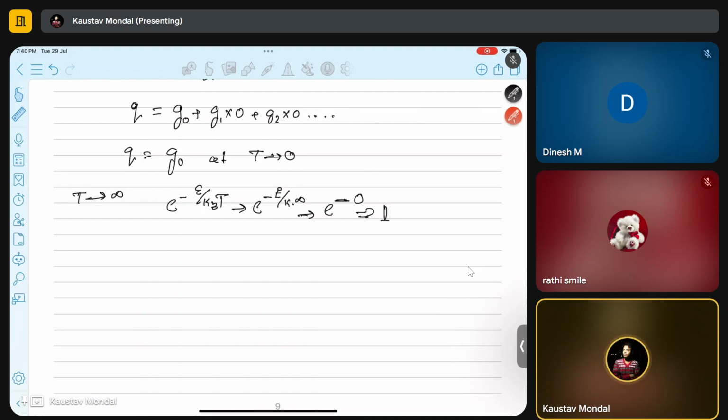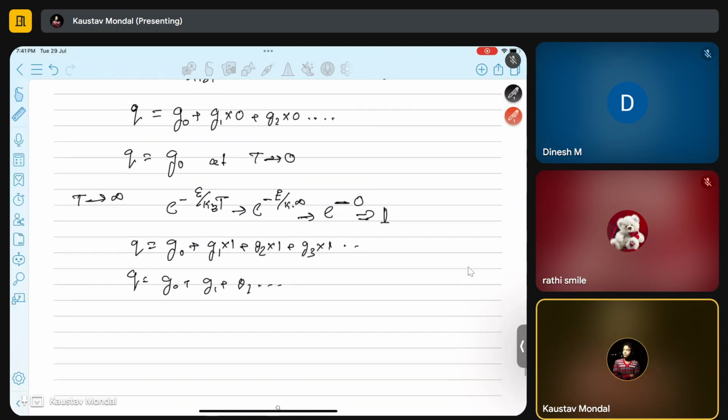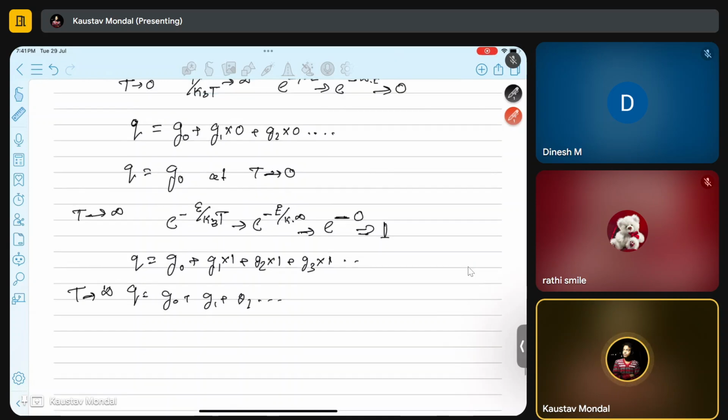That means you become G0 plus G1 into 1 plus G2 into 1 plus G3 into 1, like that. Q would be G0 plus G1 plus G2 and so on. This would be a diverging type of series. This will simply not converge, right? Every degeneracy would be adding up, so this partition function would become a diverging number.